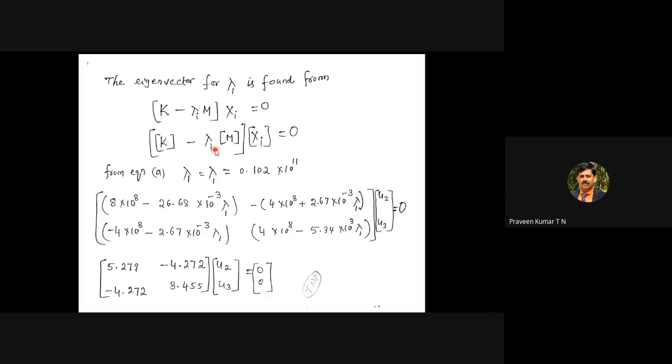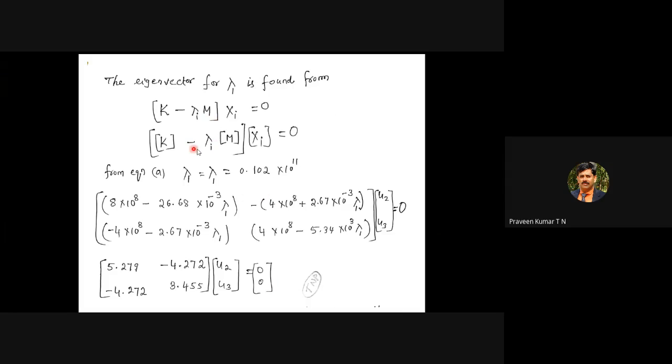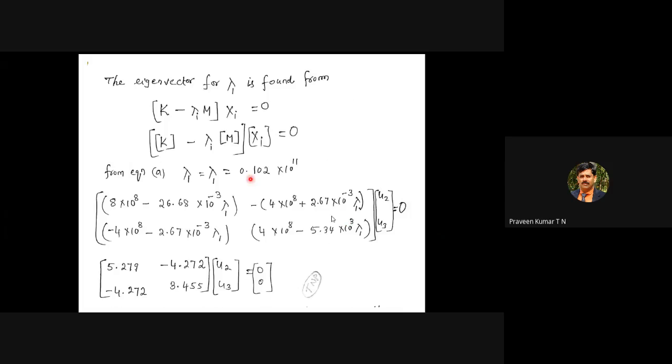This is lambda i. The lambda has two values now. If you come back to this equation, we have lambda 1 and lambda 2. Now you are substituting those values here, using the same set of equations. In one case lambda i is equal to lambda 1, and in the other case lambda i is equal to lambda 2. The first case you are considering is lambda i equal to lambda 1. We already have the lambda 1 value. See here, lambda 1 is equal to 0.102 into 10 to the power of 11. That's the lambda 1 value.